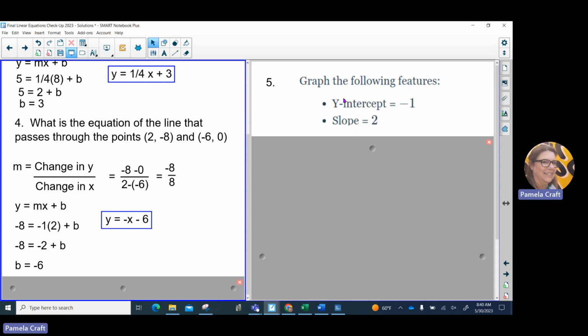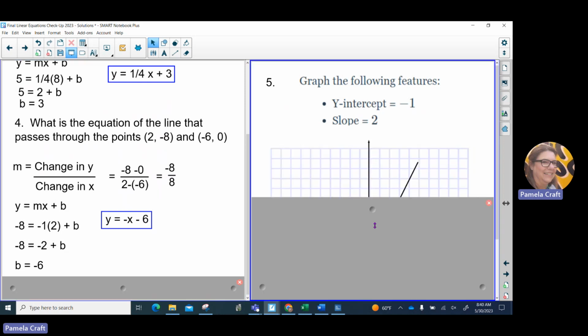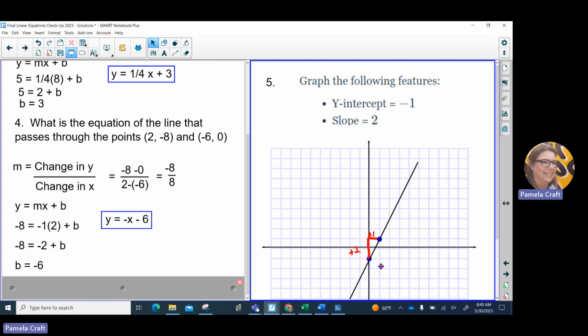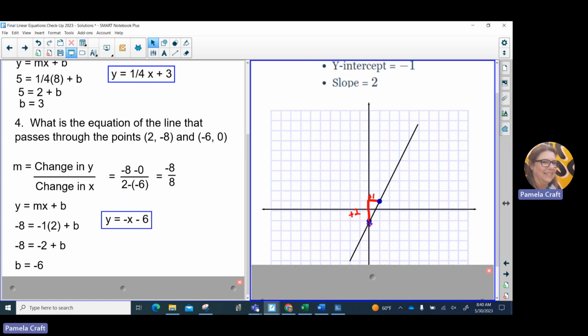Number 5, they want you to graph the following. So it has a y-intercept at -1 and a slope of 2, which means I'm going to put a point at -1 on my graph right here, down 1 from the (0, 0). And then my slope is 2, which means I go up 2 and right 1. That's a slope of 2. And it's positive slope, so it's going uphill.